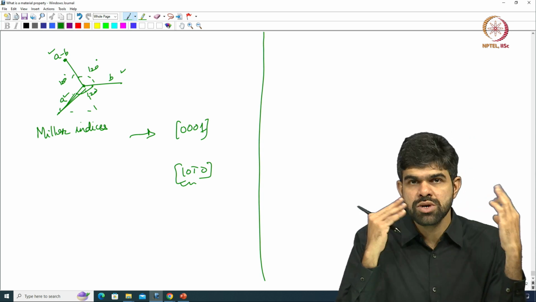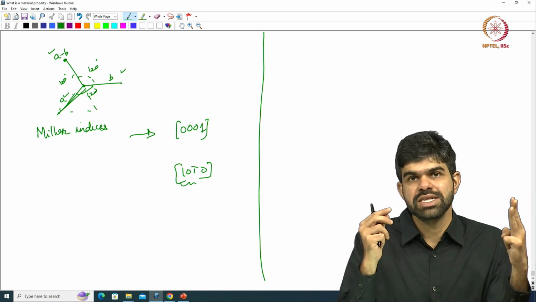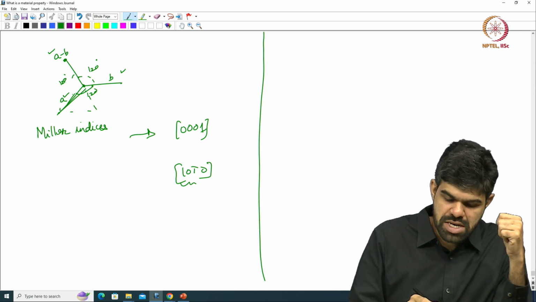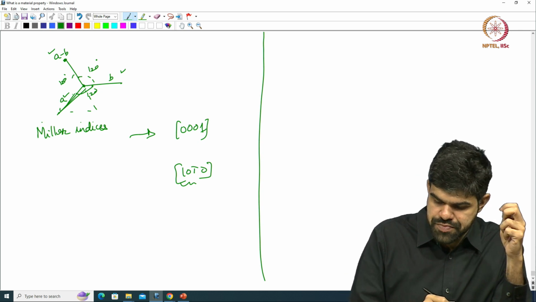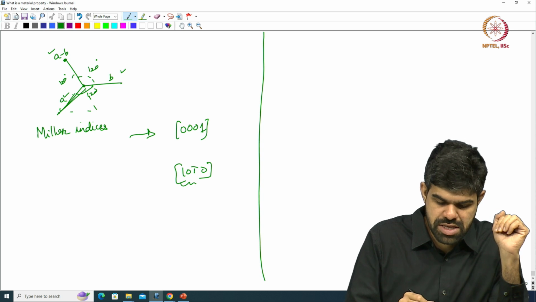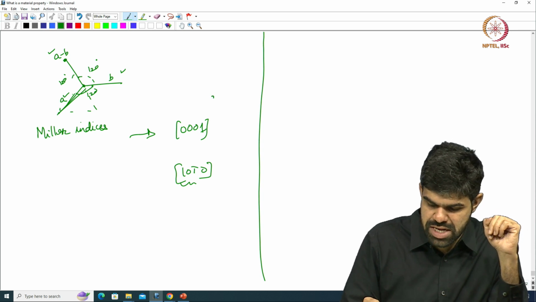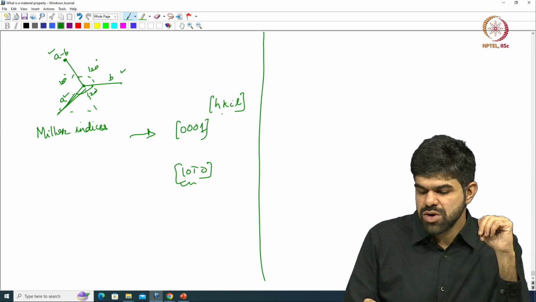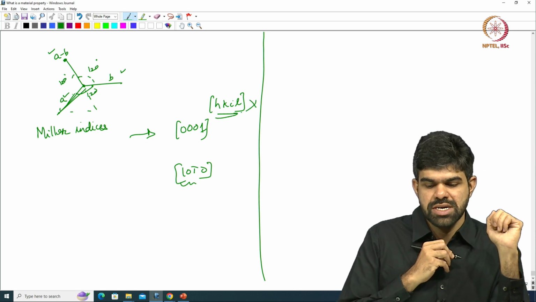So, in this course we are not going to use 4 indices, we are just going to use 3 indices in a hexagonal system, but it should be h plus k equal to minus i, that is going to be h k i l, these are the indices, right. Okay. But we are not going to use this notation here.